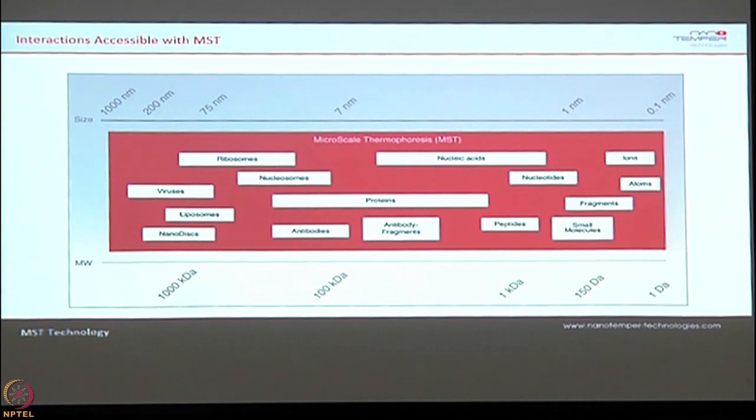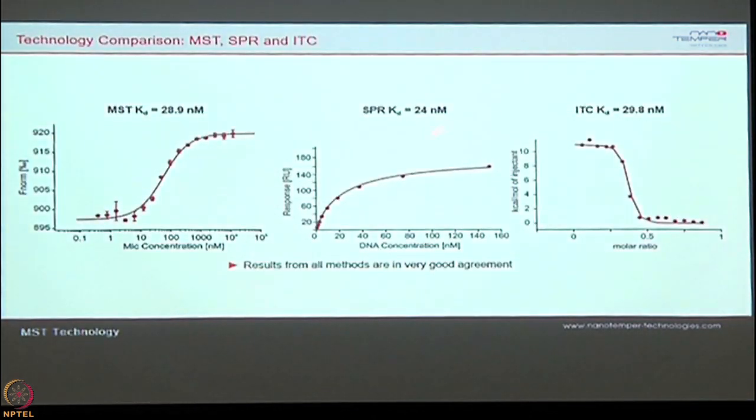As I said, we got 1700 publications in the last 5 years, and we have all the supporting data for all the different kinds of interactions. So if you are working on a specific protein and small molecule, we can still discuss and I can help you with how we can do the assay. This is the main USP of this technique: without any limitation of size, you can work with a wide variety of samples to get the binding affinity.